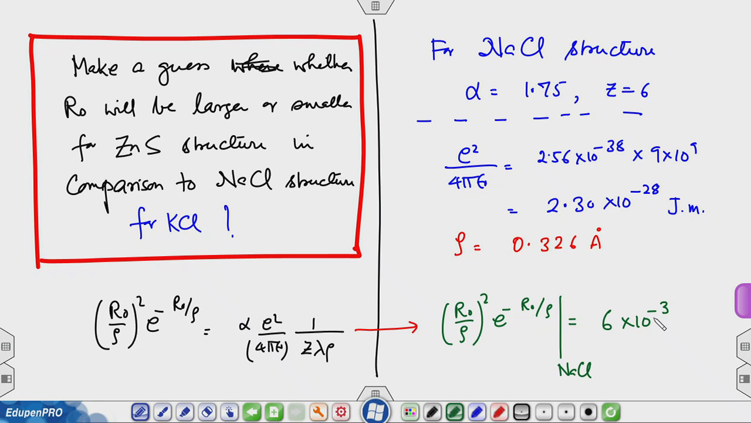Now, you have to solve it by trial, right? You plug in the numbers. This is a transcendental equation. So, from this you get R naught equals 9.65 rho, which comes out to be 3.15 angstrom. So, for the NaCl structure, R naught comes out to be 3.15 angstrom.